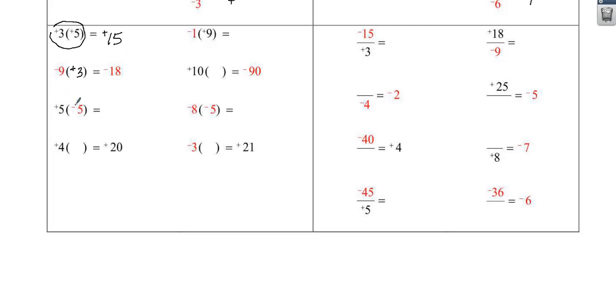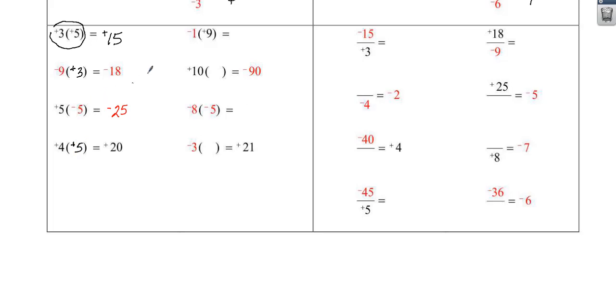+5 times -5. What do you get when you multiply a positive and a negative? When the signs are different, you get a negative. When you multiply 5 times 5, you get 25. And +4 times something to get +20. The only way to get a positive is to have same signs, and that's true either same signs, both positive or both negative. So this is +4 times +5.